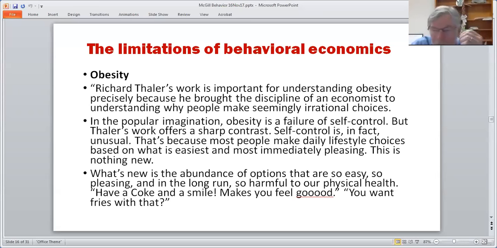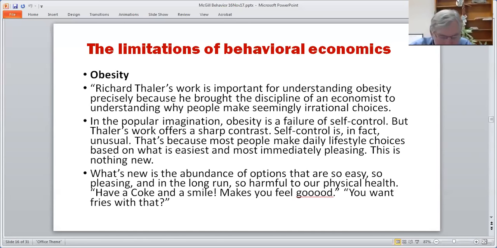So in the popular imagination, obesity is a failure of self-control. But Thaler says self-control is in fact unusual. Most people make daily lifestyle choices based on what is easiest and most immediately pressing. So this is nothing new. He talks in this article further about having a rational brain and an irrational brain. You have one part of your brain that goes for immediate reward, such as eating sugary products. The other part looks at more long-term decisions.